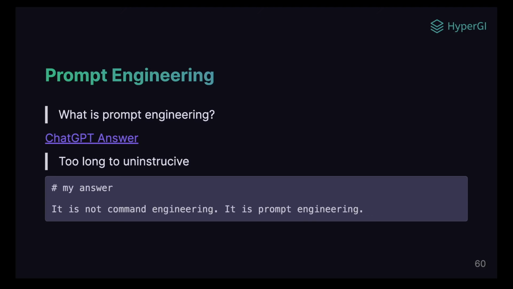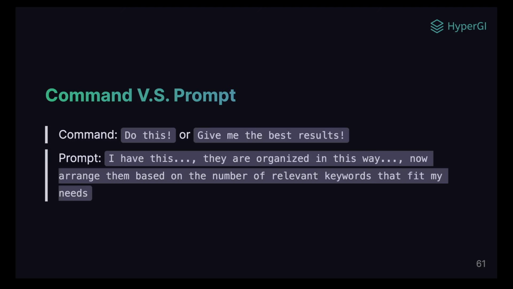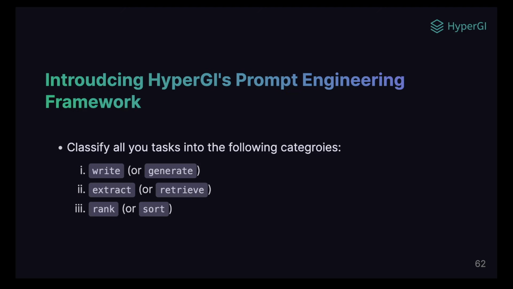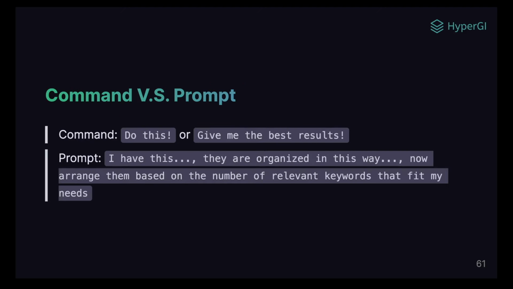So you don't command ChatGPT like do this, do that, give me this, give me that. It is better to really prompt like, I have this data, they are organized in this way, now arrange them based on the number of value. So have the structure of your data, of the input, describe them, and give clear instructions of what you want. We will have a principle for you to use. So we should avoid commanding GPT to do something. We should always do prompt engineering instead of command engineering.